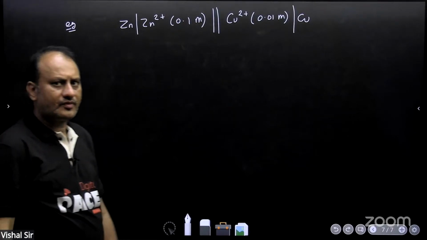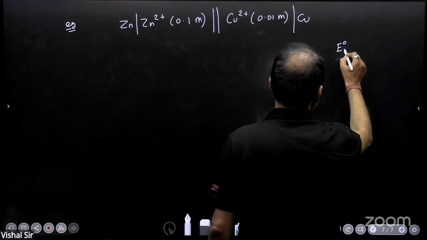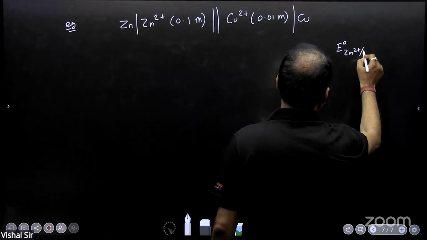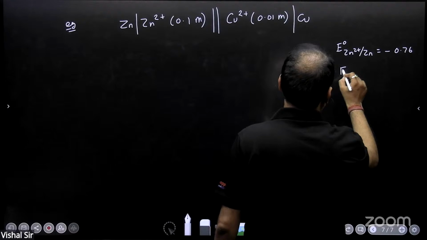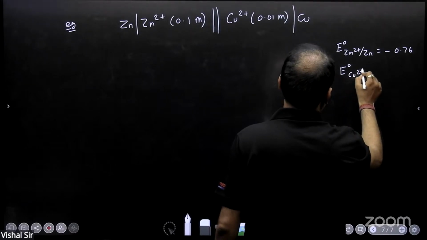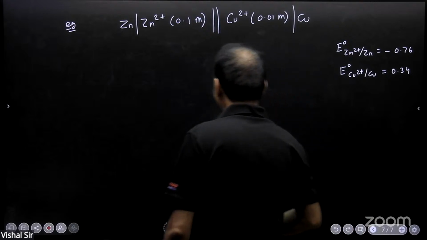Now, the E naught values are obviously given to you. Zn2+ to Zn is minus 0.76, Cu2+ to Cu is 0.34.